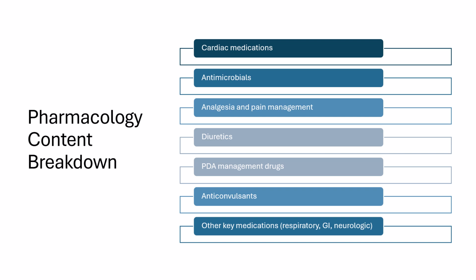You'll also need to know pain management medications, diuretics, drugs for patent ductus arteriosus, and key respiratory medications like caffeine and surfactant. For each drug category, I'll highlight what's most likely to appear on the exam and what clinical nuances might trip you up. Let's get started.